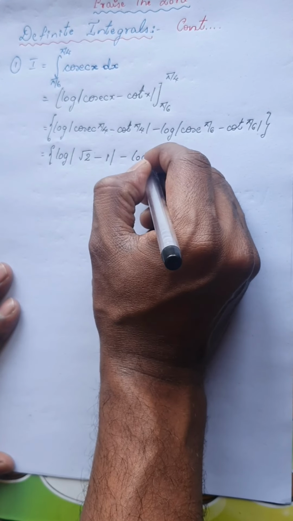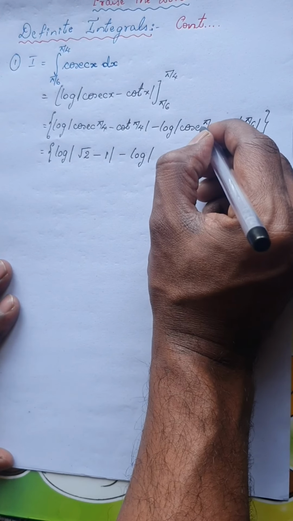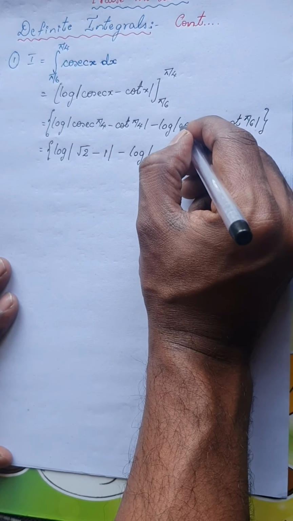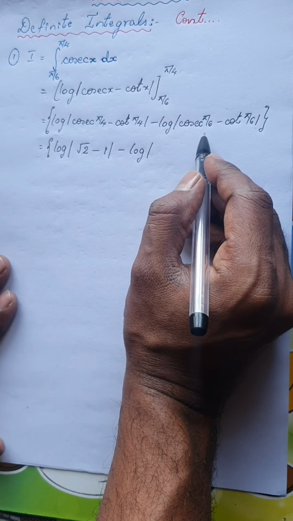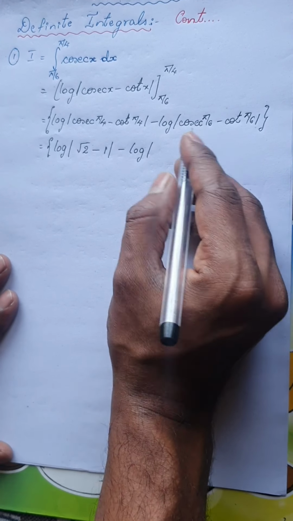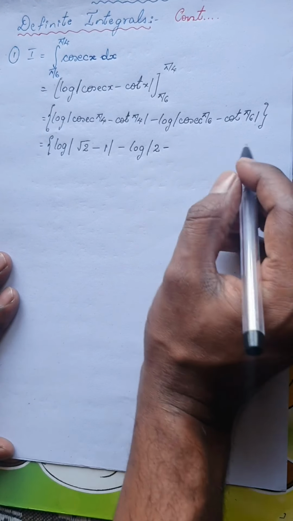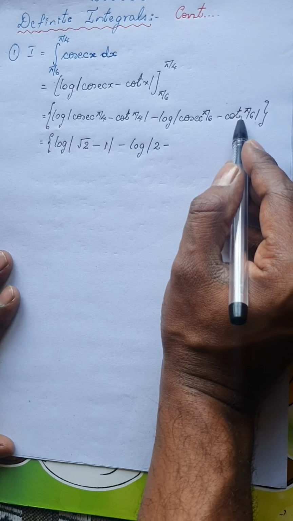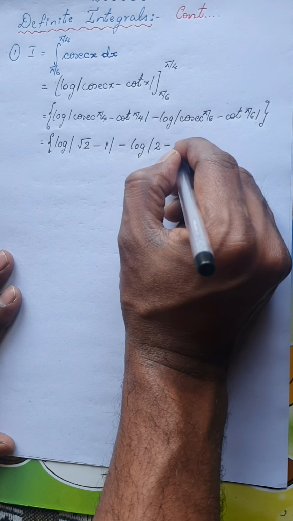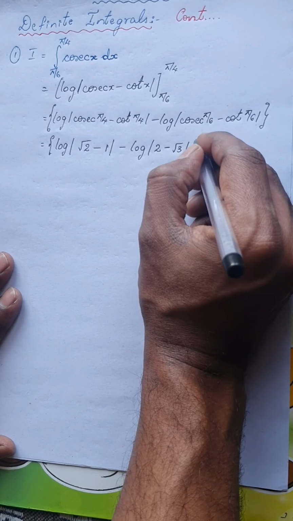Minus again log of mod cosecant pi by 6. Now cosecant is the reciprocal of sine. Now what is sin pi by 6? Sin pi by 6 is 1 by 2, isn't it? So cosecant pi by 6 is 2, right? Minus cot pi by 6. So tan pi by 6 is 1 by root 3. So cot pi by 6 is root 3.